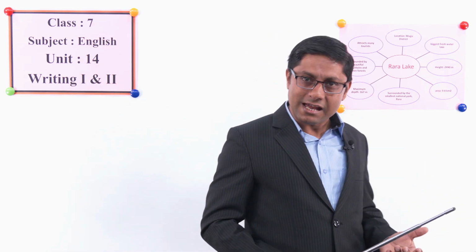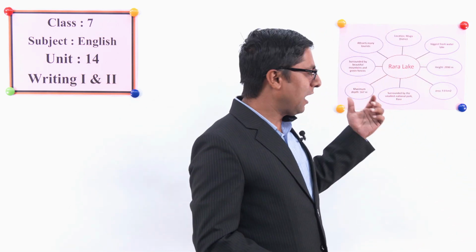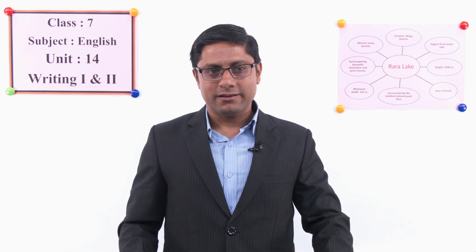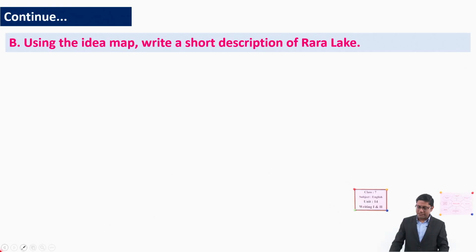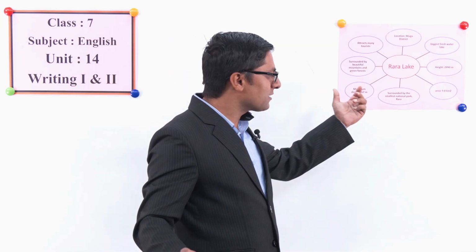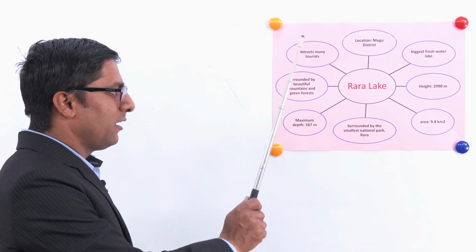Did you get the idea? So, this is what? An idea map. Now, please look at exercise B in your textbook. What does it say? It says, using the idea map, that means the idea map we discussed in exercise A, write a short description of Rara Lake. So, using this idea map, you need to write a paragraph.